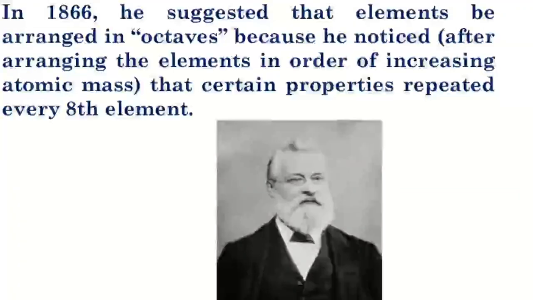Now, Newlands came in 1866 and decided that instead of classifying the elements in groups of threes, let us classify them in groups of 8. He noticed that when arranging the elements in order of increasing atomic mass, certain properties repeated every 8 elements. Now, this was an improvement because he wasn't just arranging them based on physical and chemical properties, but he was arranging them based on increasing atomic mass, which led to the exposure of a certain pattern, a certain rhythm.